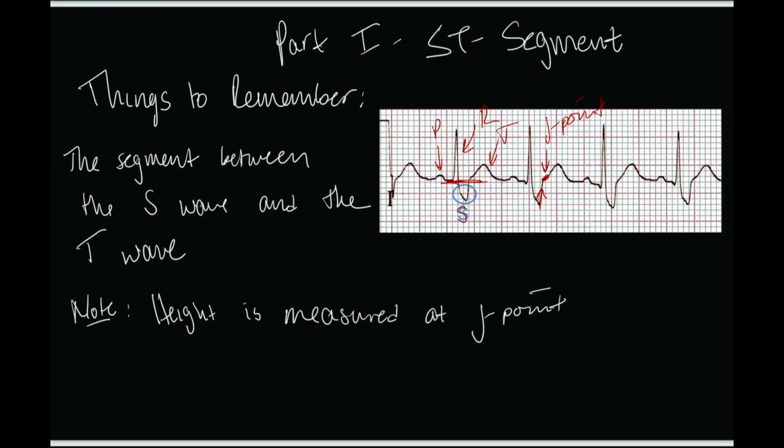So if we were to measure the ST segment elevation on this, we would go from the baseline up to the J point. But keep in mind, the entire ST segment itself is this part right here. Remember, since the S wave is a negative deflection, you can quickly tell when the S wave ends by looking at the baseline.